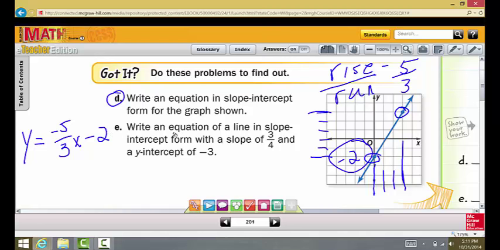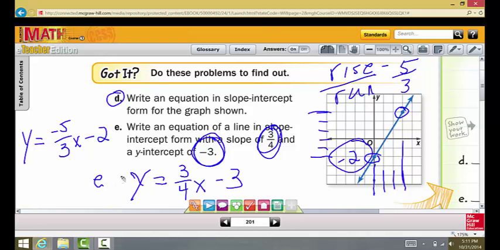And next we can write an equation of a line in slope-intercept form with a slope of 3/4 and a y-intercept of negative 3. This is also quite easy. We have y equals, the coefficient of x is the slope, so it's 3/4 x, and we're going to subtract 3 because that's the y-intercept, minus 3. So this is your answer for E, and this is your answer for D.